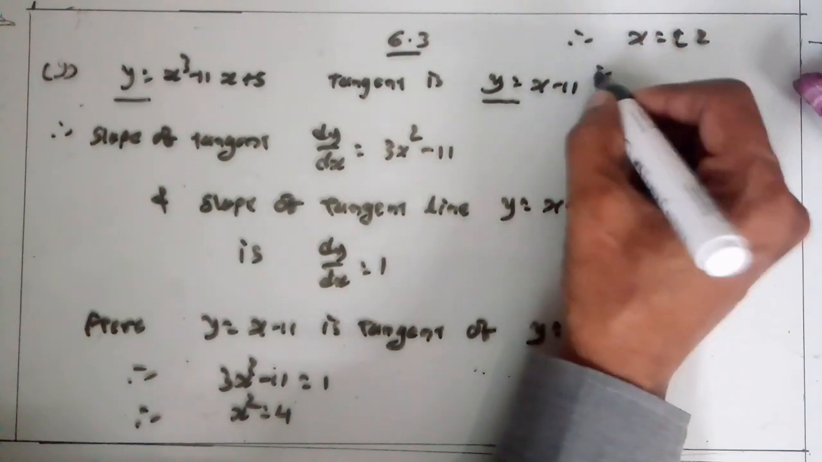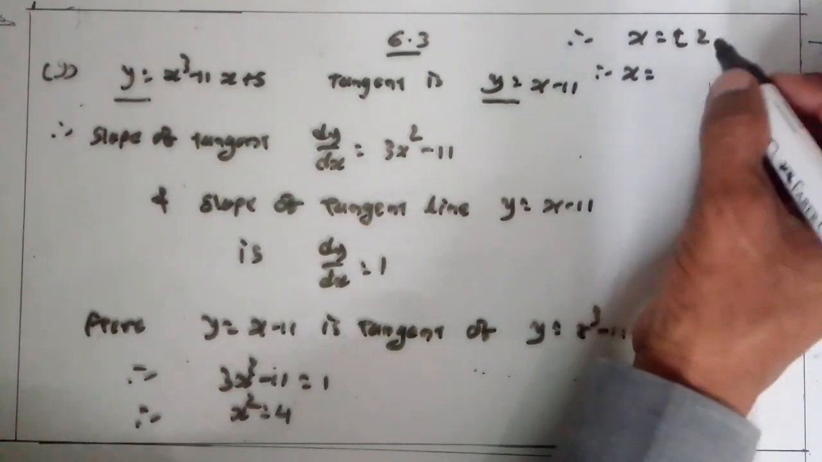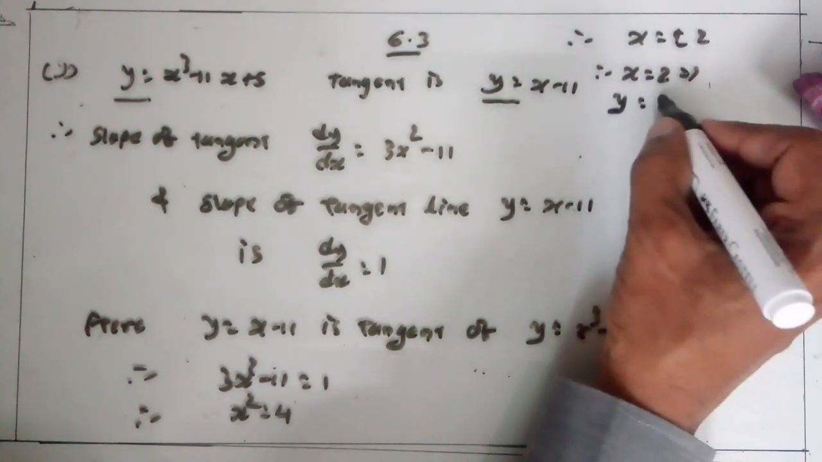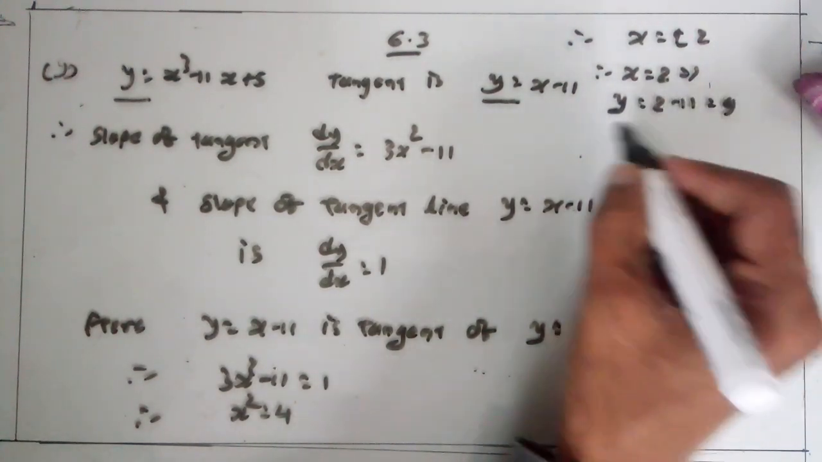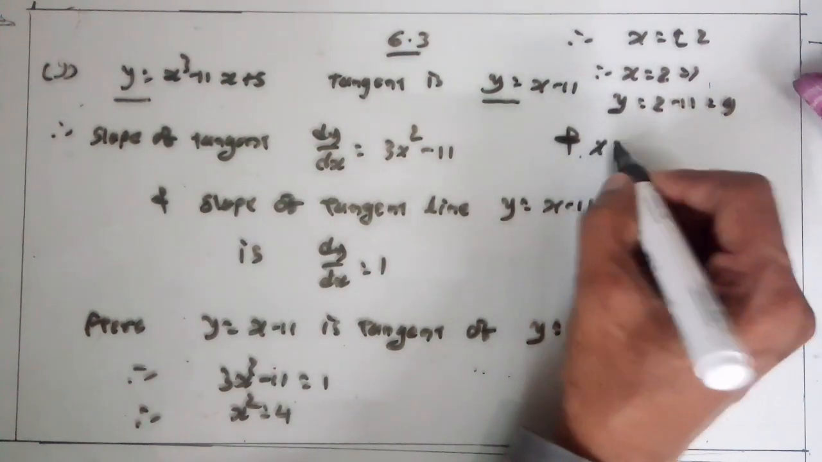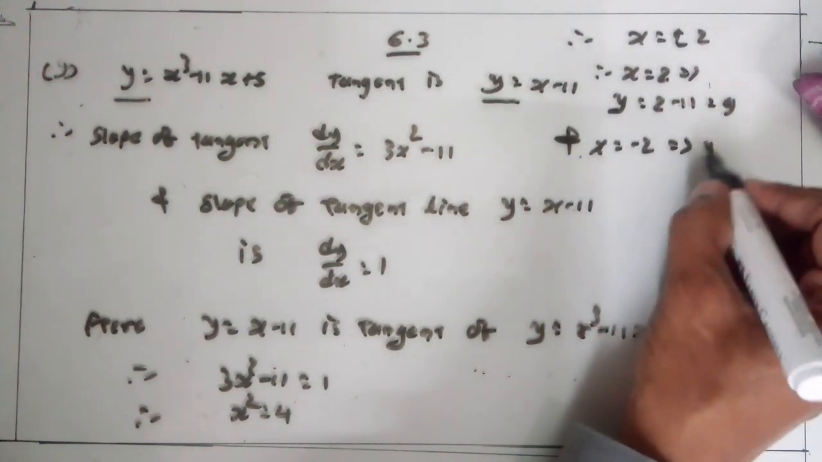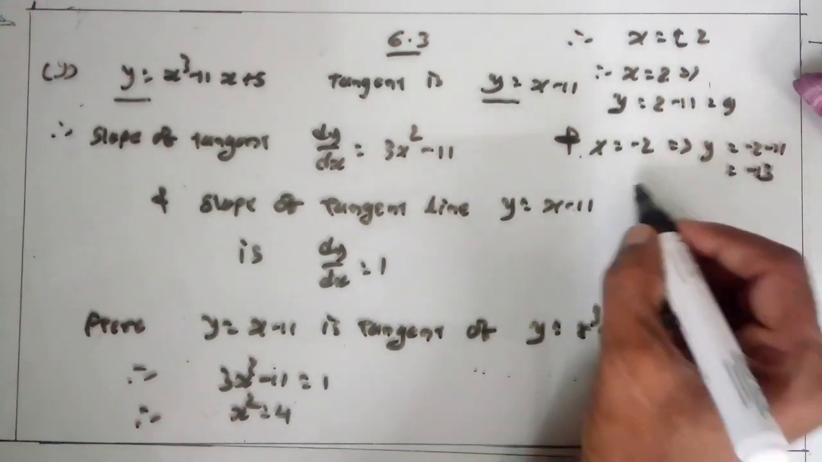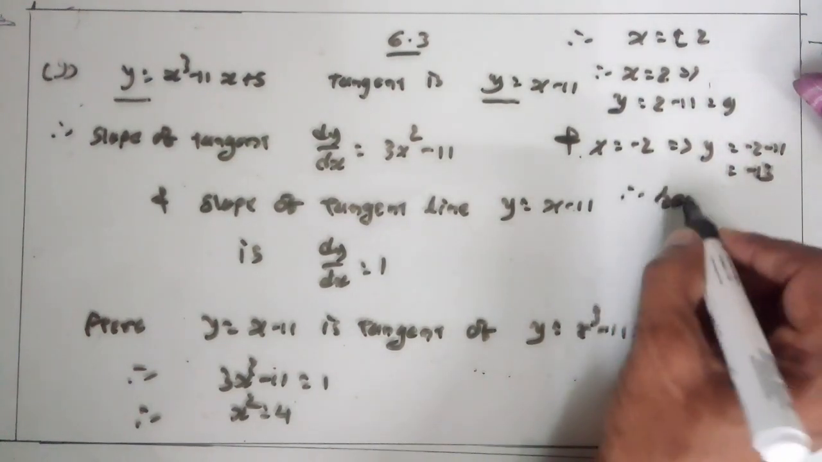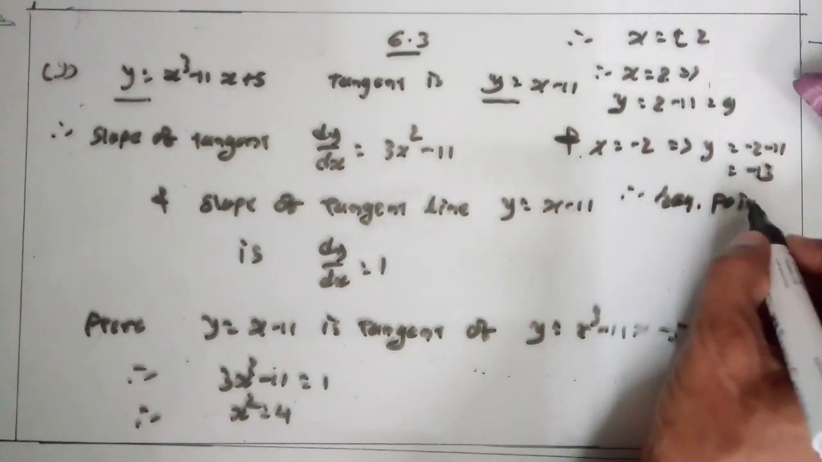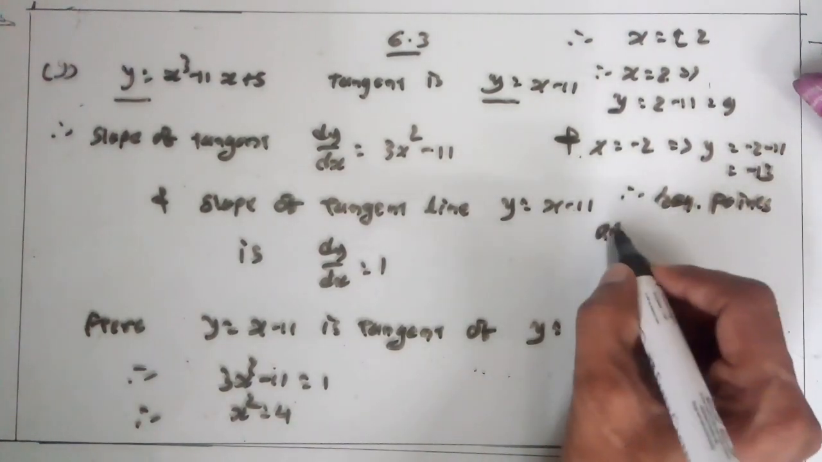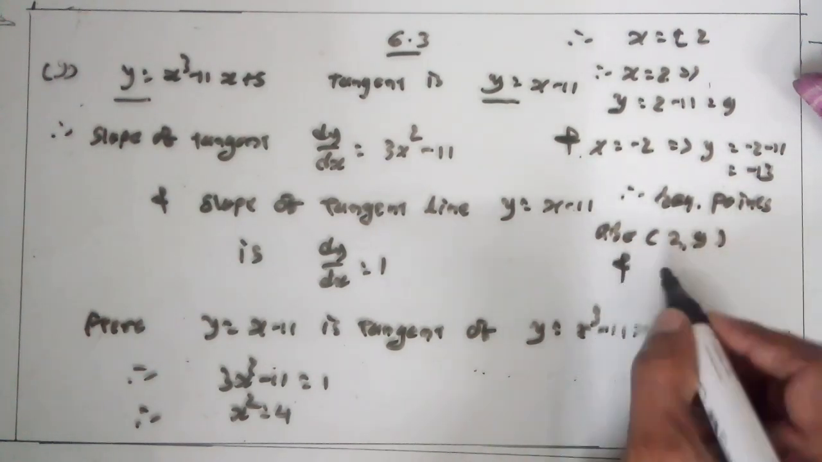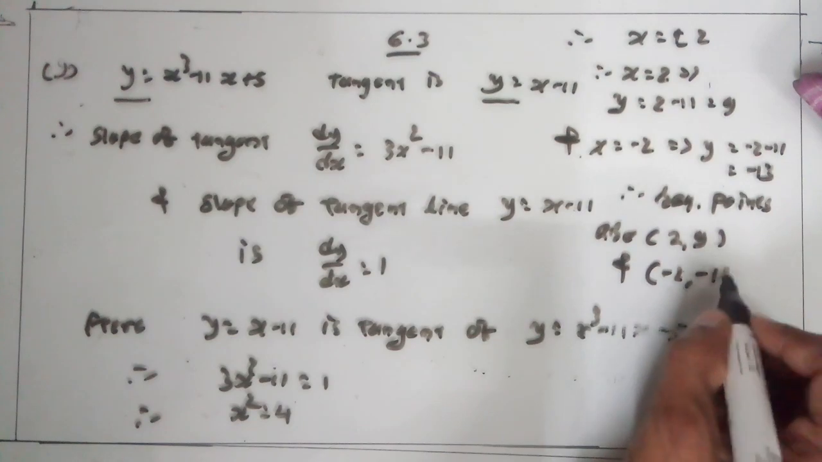Okay, so x is equal to plus 2 implies y is equal to 2 minus 11, which is equal to minus 9, and x is equal to minus 2 implies y is equal to minus 2 minus 11, which is equal to minus 13. Clear? Therefore the required points are (2, minus 9) and (minus 2, minus 13).